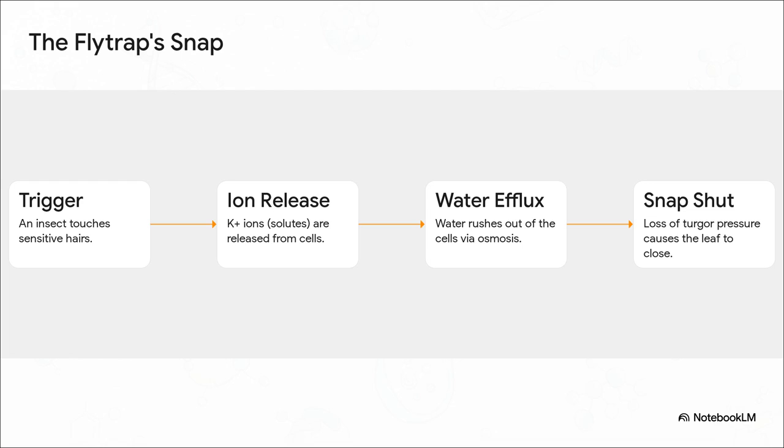And just like we saw before, following the rules of osmosis, water rushes into those cells to balance everything out, causing them to swell up really, really fast. And it's that rapid inflation on the inside of the leaf that causes the whole thing to curve inward and snap shut. It's a beautiful little osmotic engine, powered entirely by solutes.